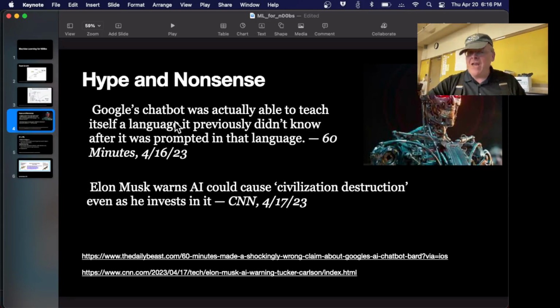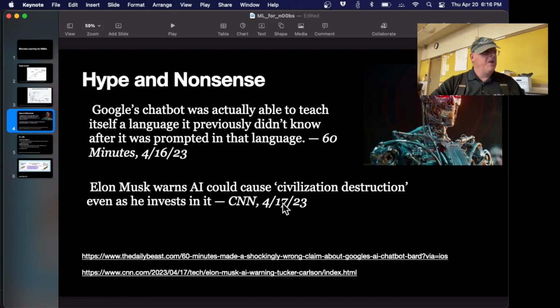A human can't do that. If you walk up to a human and speak to them in a language they've never heard, they can't figure it out. Nobody can figure it out, and AIs can't figure it out. The article I read in the Daily Beast said what really happened is that Google's chatbot is based on an earlier AI model, which was originally trained in Pakistani. So Google didn't teach it the Pakistani language, but the earlier training included that.